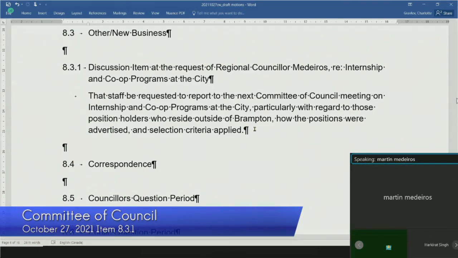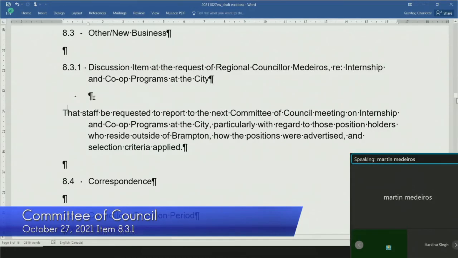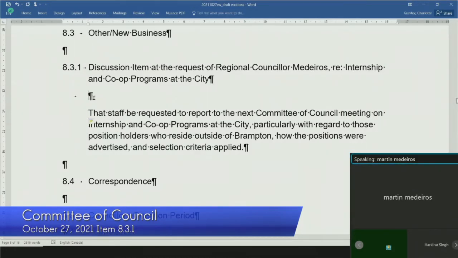So I would just like to give that opportunity for staff to come back to council, and I know councillors are very passionate about promoting Brampton youth and Brampton talent, and so I would assume that there would be interest. So I would move that, and I would ask for a recorded vote, Chair. Thank you very much. Thank you, Mayor Brown.